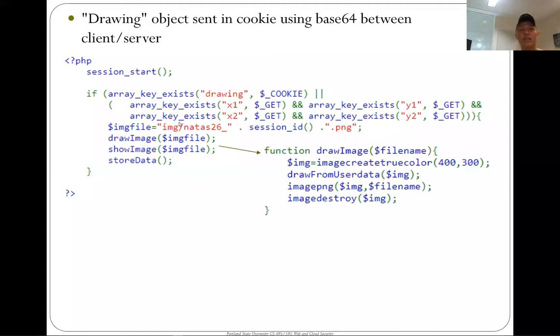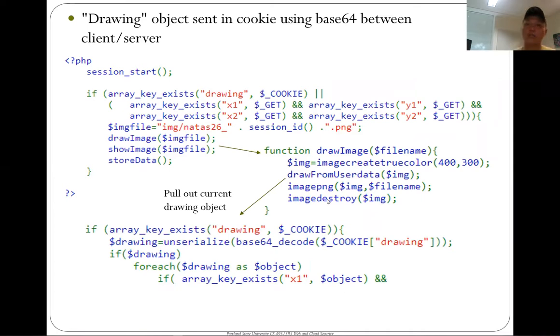It takes the file name as a parameter. So you see the image file coming in. It creates an image object using a package that gets imported. We didn't really see this before. But then it does this thing called draw from user data, which is actually included in the script. And then after that, it creates the PNG, and this is done in memory. And then as soon as you have exported this PNG image out to the file system, you destroy the image in memory.